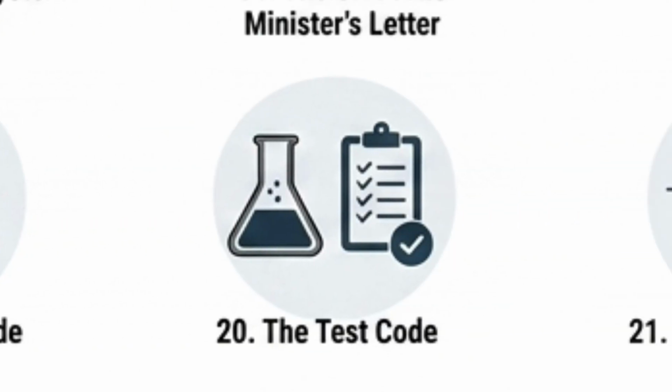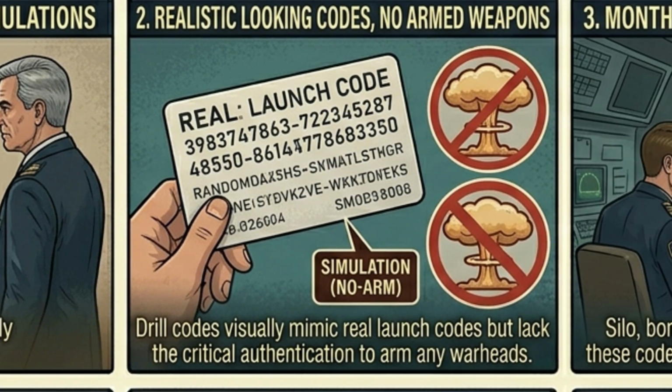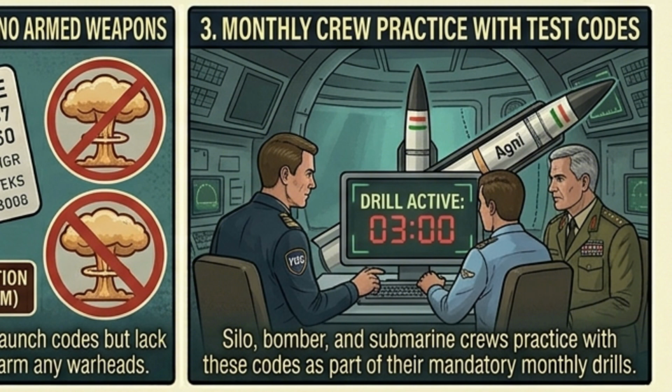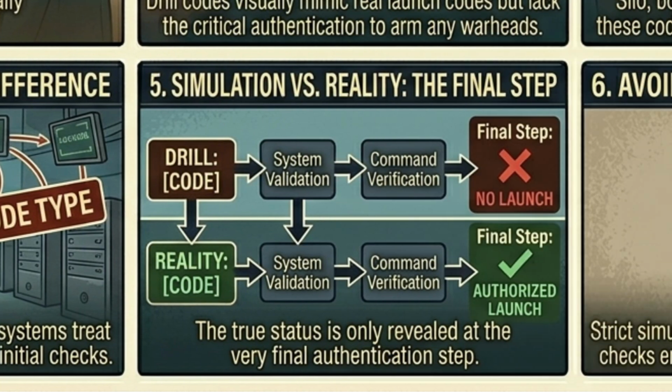20. The test code. Special codes used for drills and simulations. They look like real launch codes, but do not arm any weapons. Crews practice with test codes monthly. The system cannot tell the difference between test codes and real codes until the final step.